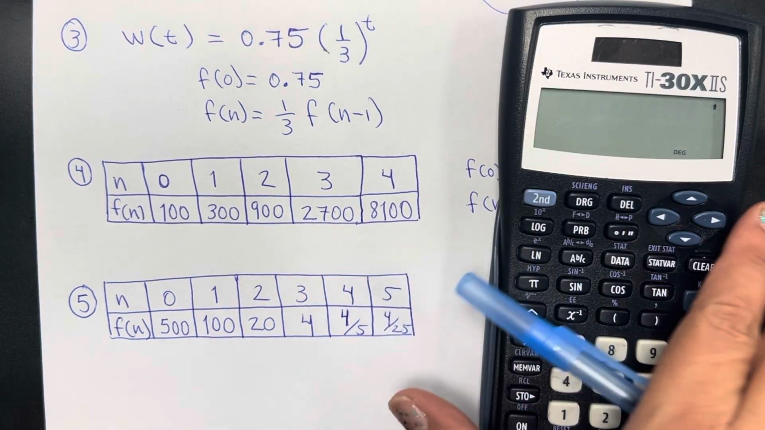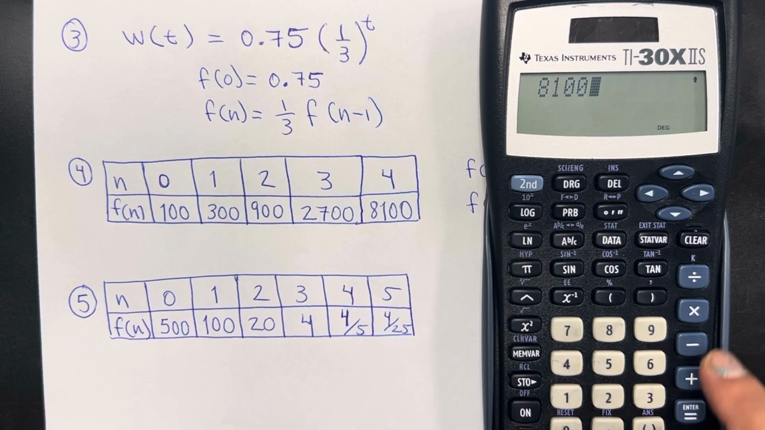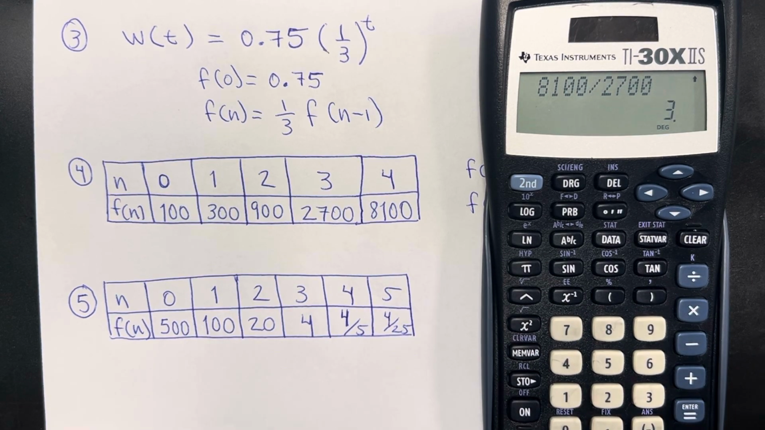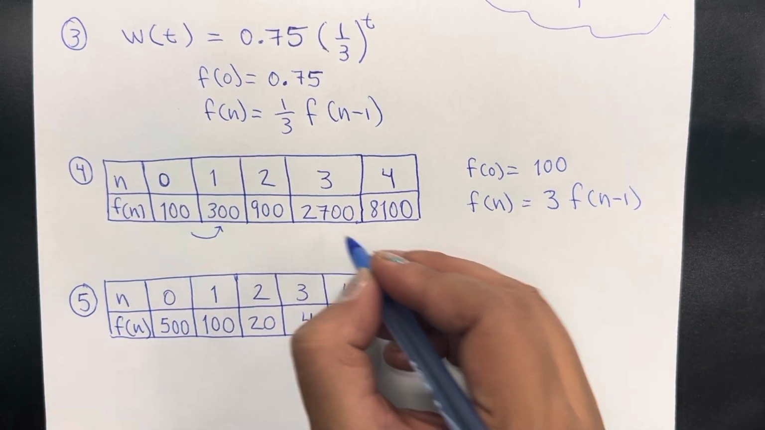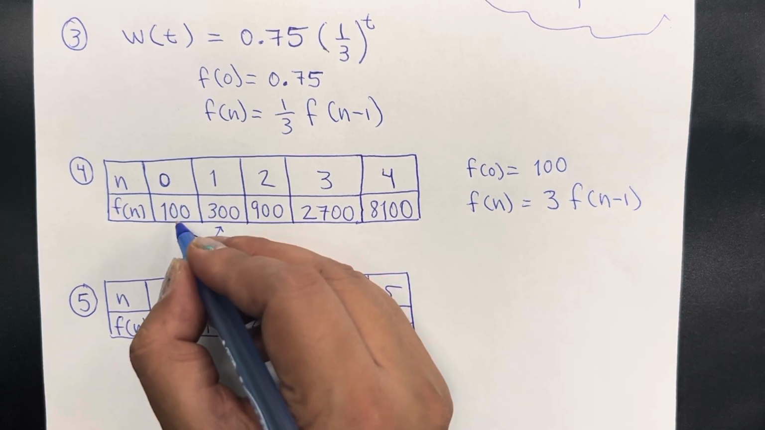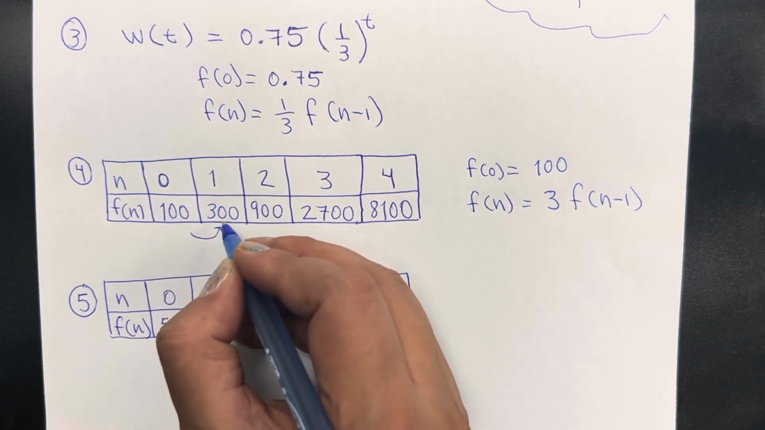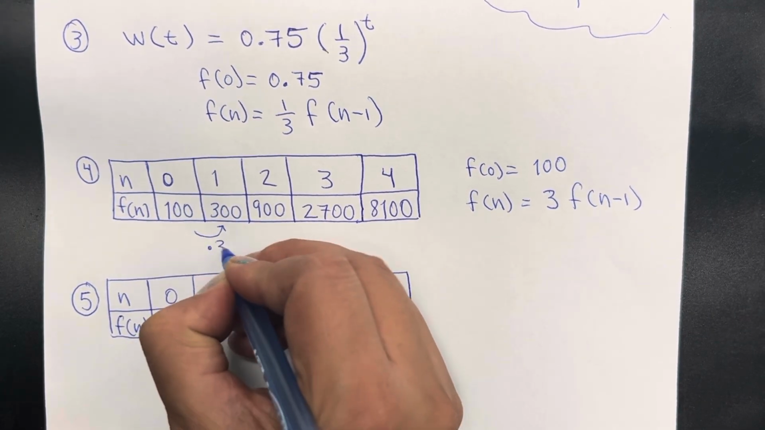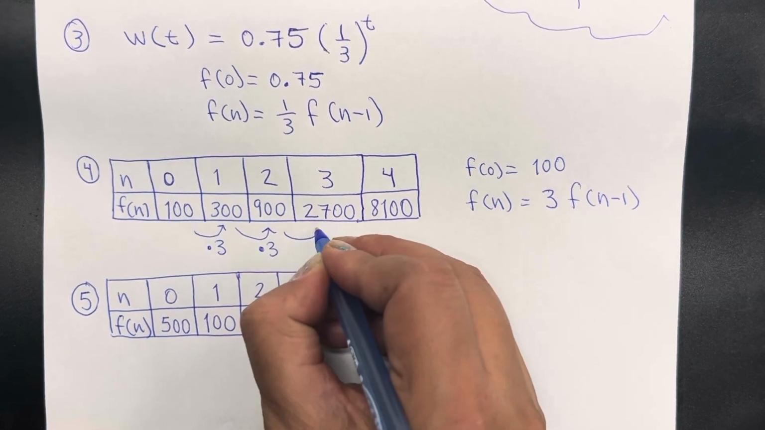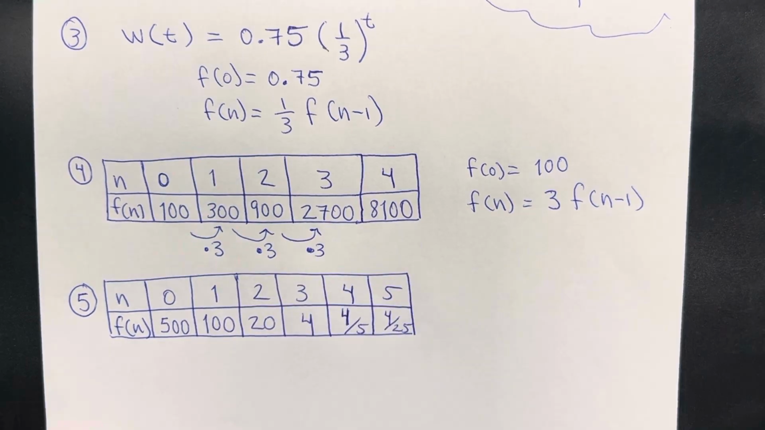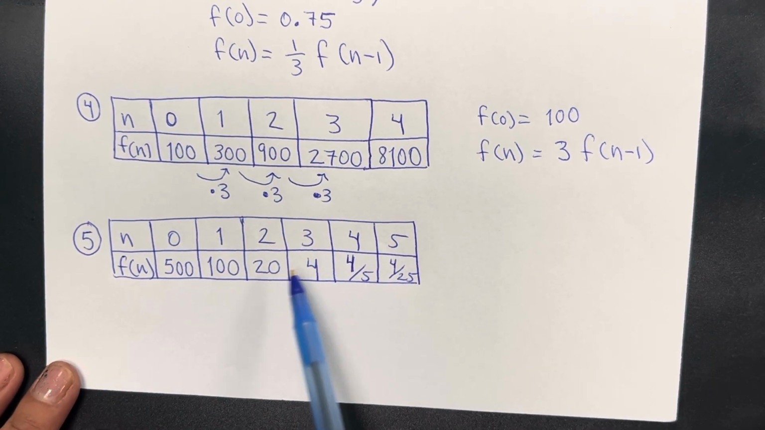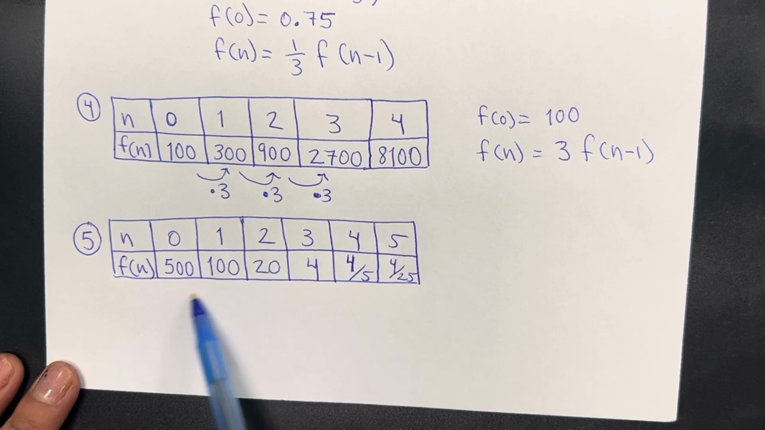So 8100 divided by 2700 equals 3. And you can look at it as dividing the last one by the previous to last, or you can just see what's going on. 100 to get to 300, oh, I multiply by 3. And from 300 to 900, oh, I multiply by 3. Oh, I multiply by 3. So that's my base. Now, sometimes it's not going to be as easy, but then you can look at all the ones that are whole numbers.